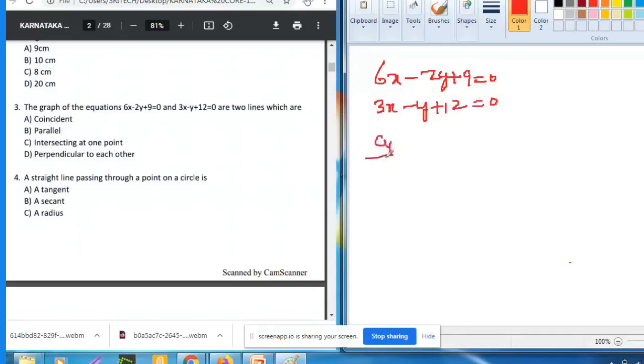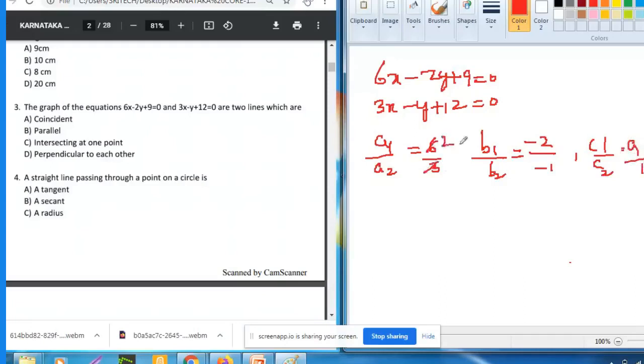So comparison of ratio is A1 by A2, which is 6 by 3. B1 by B2, B1 and B2 are the coefficients of y, minus 2 by minus 1. And C1 by C2 is equal to 9 by 12. So 3 1s are 3, 3 2s are 6, negatives cancel, 2. So A1 by A2 and B1 by B2 are equal, but C1 by C2 is not equal to them. So this is the condition for parallel lines. So correct option for this question is parallel lines, B option.